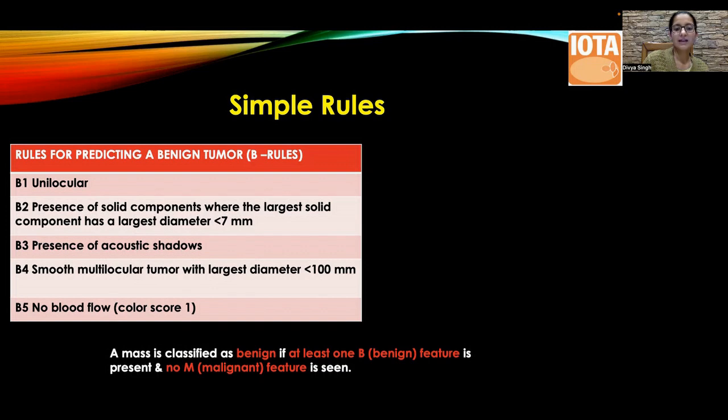So if you see at least one B or benign feature in an adnexal mass in the absence of any M or malignant feature, then the mass can be termed as being benign. What are the B simple rules?